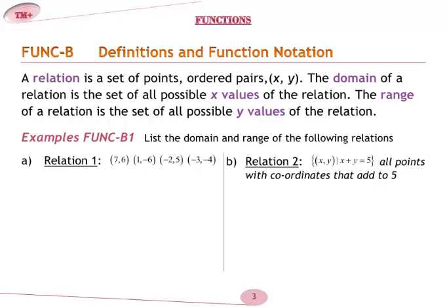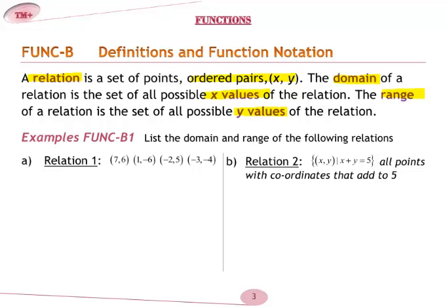Now, to begin with, let's look at some definitions and function notation. A relation is a set of points or ordered pairs, (x, y). Note that (x, y) is in brackets. Ordered pairs are always in brackets. The domain of a relation is the set of all possible x values. In contrast, the range of a relation is the set of all possible y values. So for domain, you're looking at what x values you have. For range, you're looking at what y values you have.